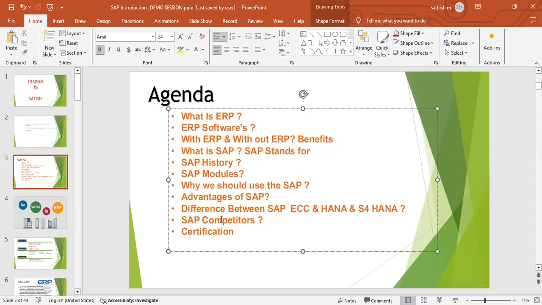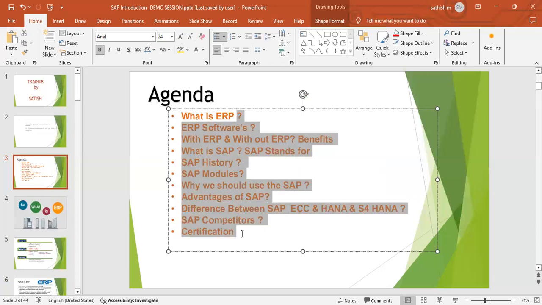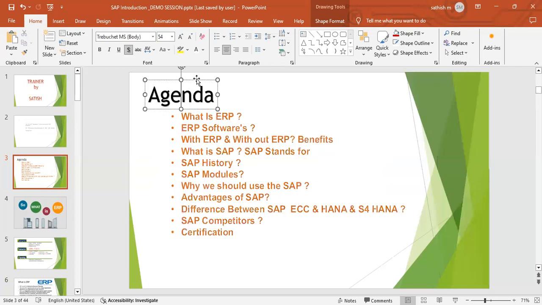We will learn about who the competitors of SAP are, what certifications are provided by SAP, who can do this certification, and when we have to do it. All these points will be covered as the agenda of today's session. Is that clear? Yashwant, is that clear? Yes, yes.